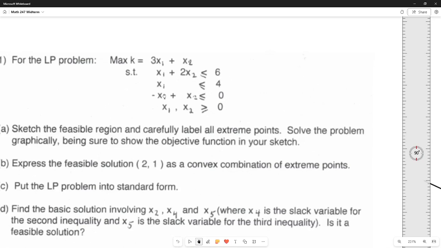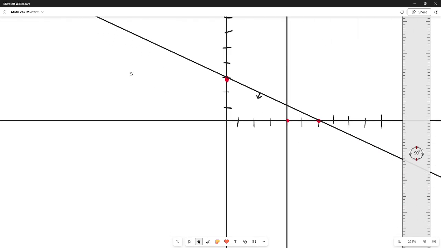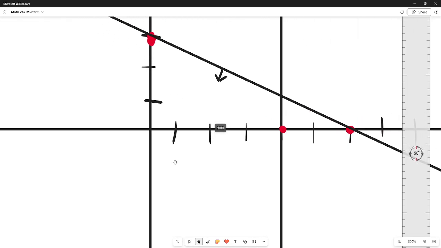And then we have the last line, negative x1 plus x2 is equal to 0. Well, if x1 is 0, then x2 is 0. And if x2 is 0, then x1 is 0. Right? So that's just the point 0, 0. So we go here. And there we go. That would have been included anyway, so that's fine.